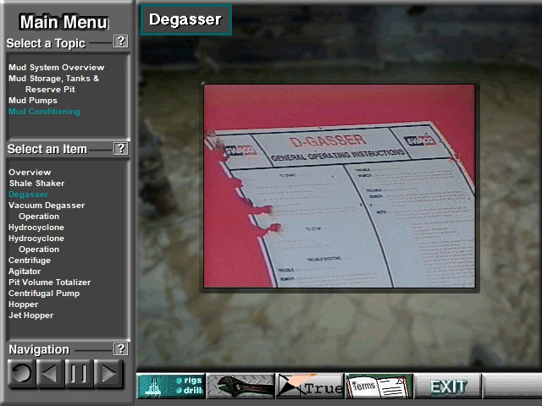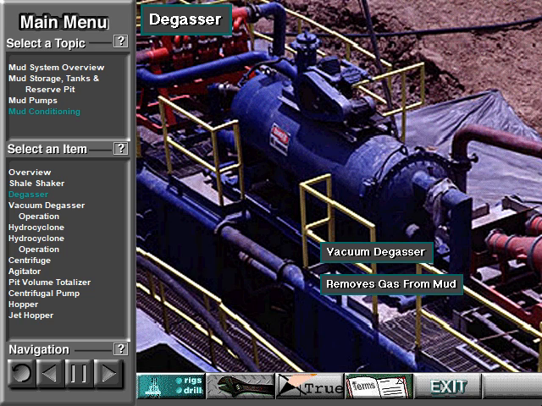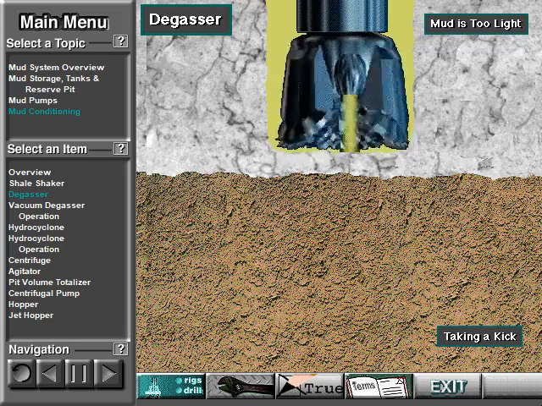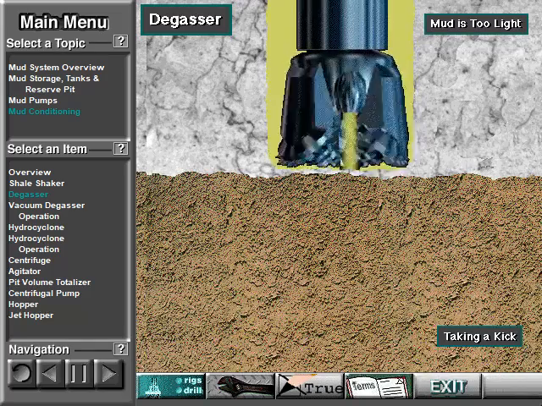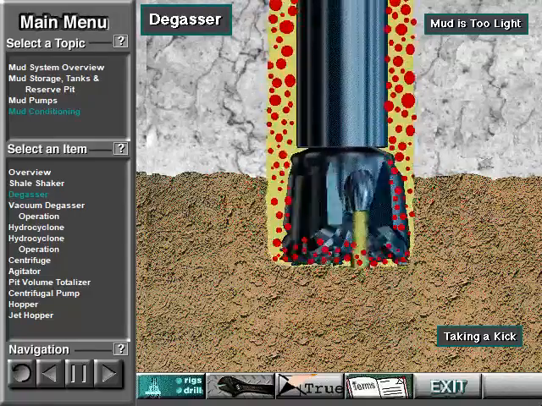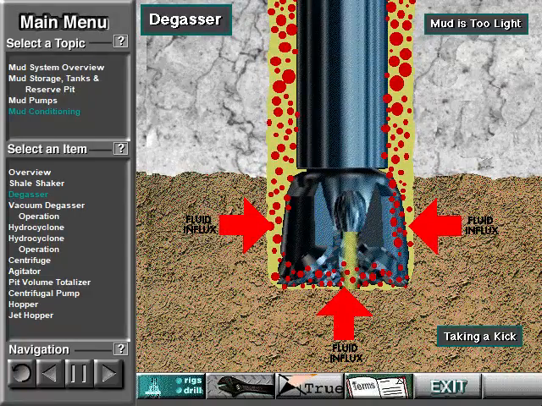Sometimes, the crew sends mud through a vacuum degasser. The degasser removes gas from the mud. If the gas were not removed, it could make the mud too light, not dense enough. As a result, the well could kick. Formation fluids can enter the well bore and have to be controlled to prevent a blowout.